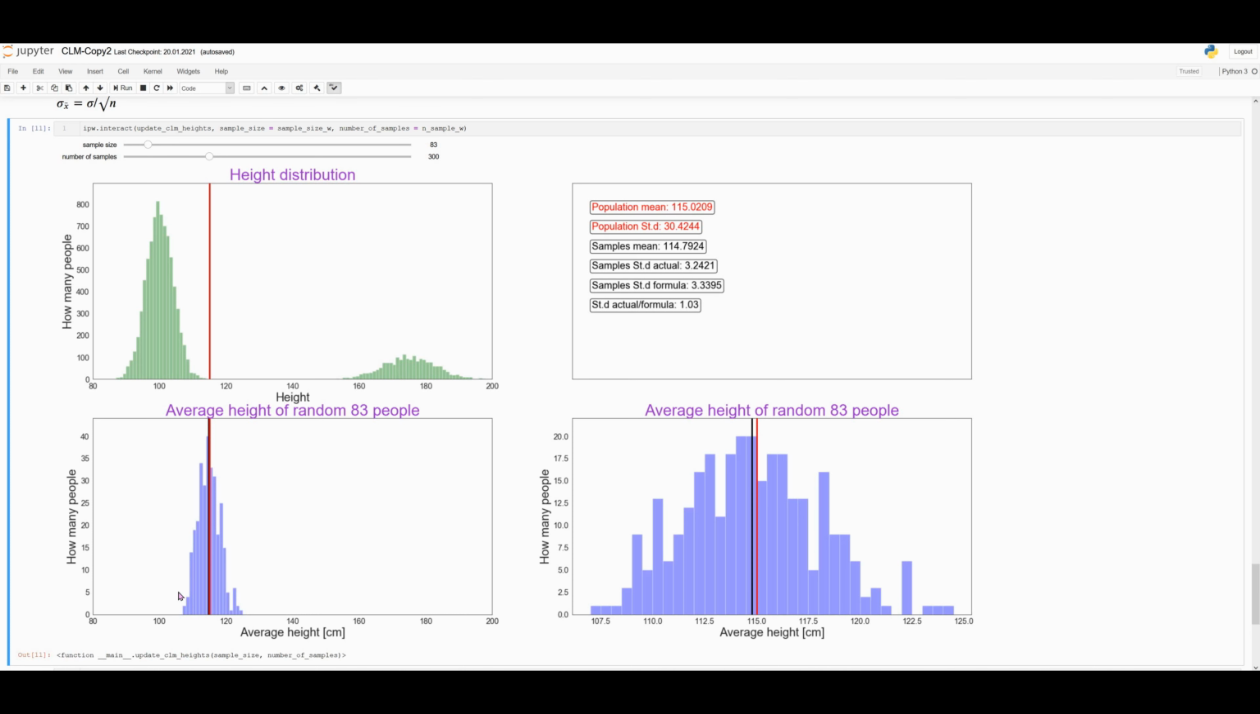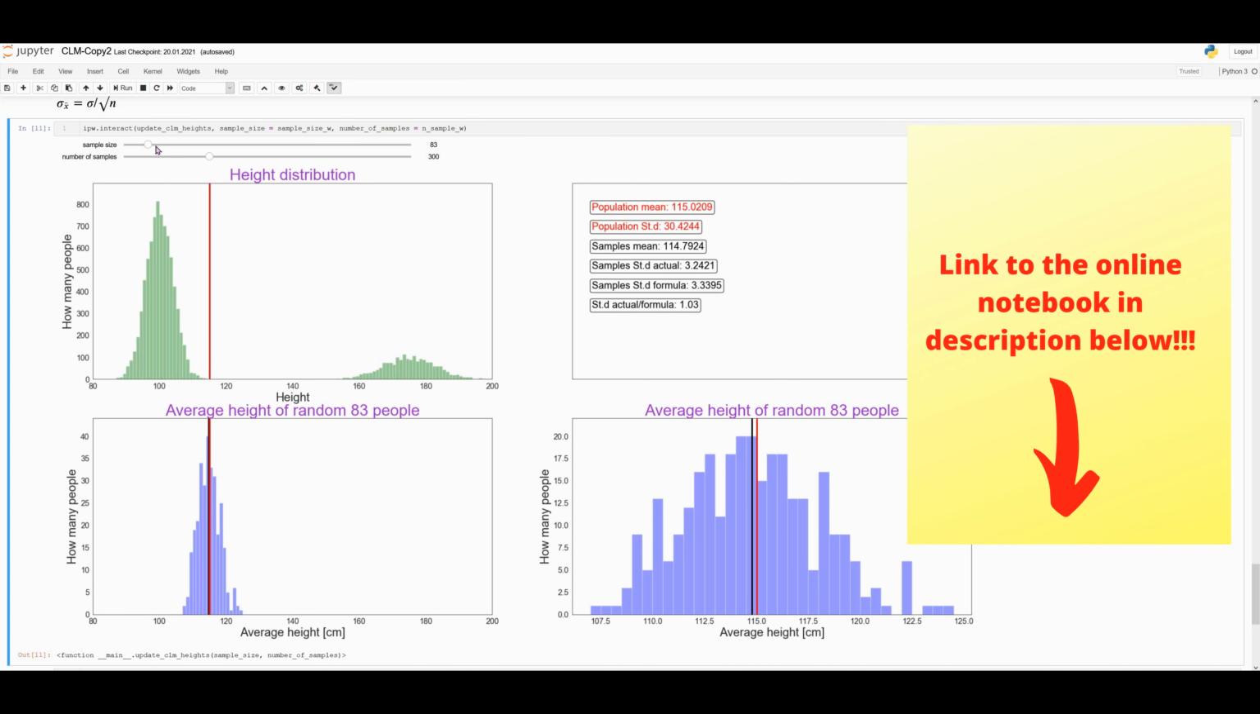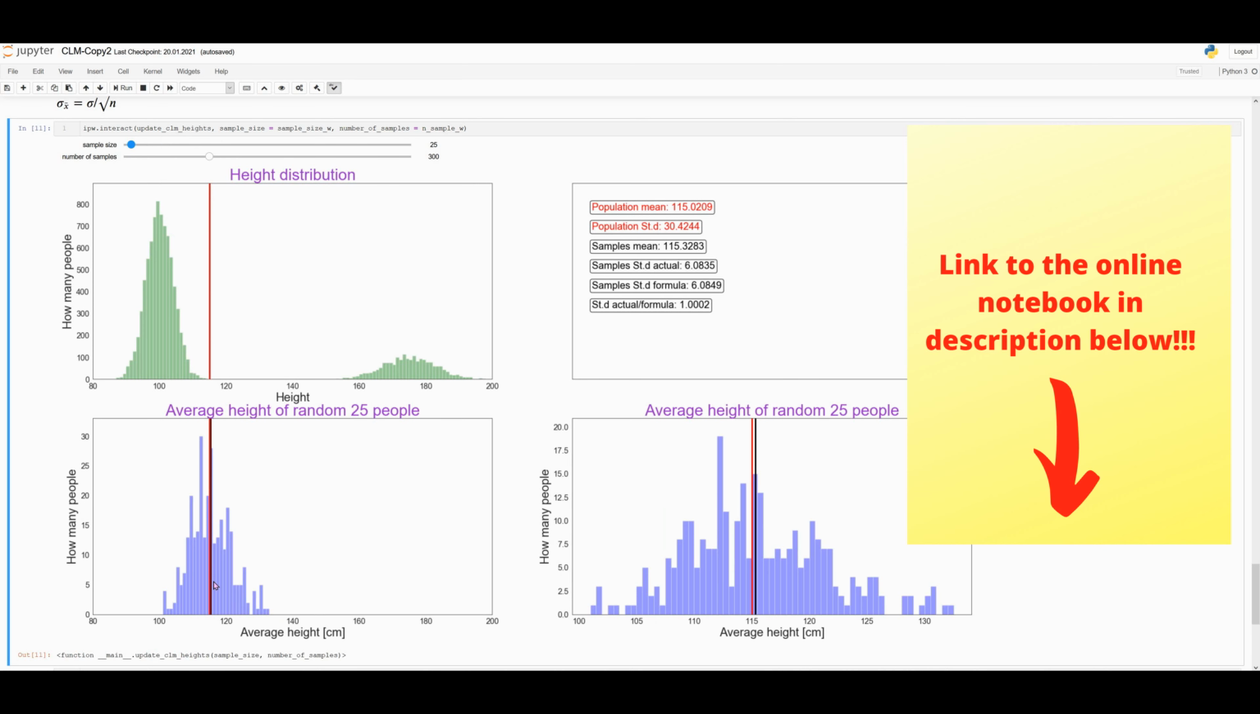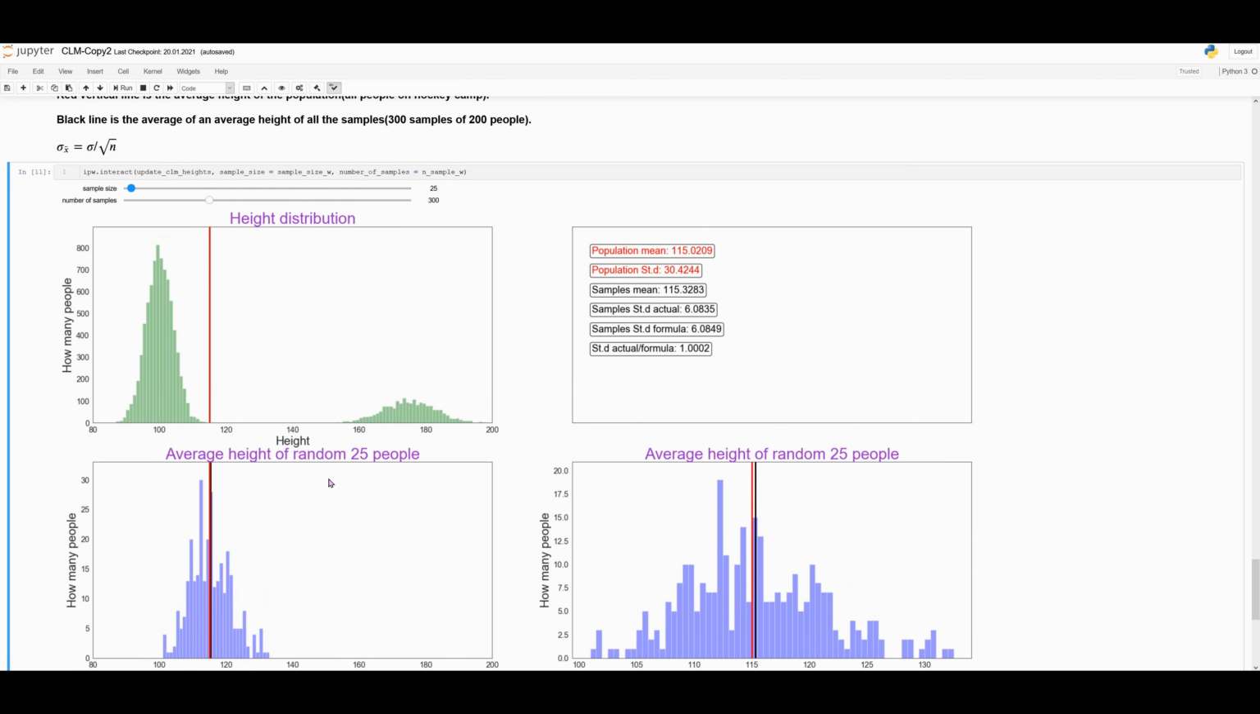Now we will talk about standard deviation of the sample means. So how wide is this distribution? If we have a bigger sample size, this distribution will get narrower. And if we have a smaller sample size, this distribution will get wider. And we all have an intuition of why that is happening. Because the more items in a sample we have, the better we reflect the population. So the sample mean should be closer to the population mean.